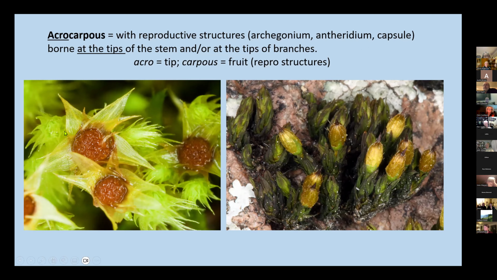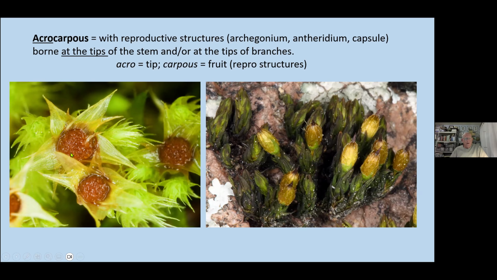So here's a stem, here's a cluster of antheridia. These are the sperm producing structures, and they're at the tip. Here's the branch here. And here's the capsule developing here at the tip of each one of these structures. So we call that plant an acrocarpus moss. And the definition has always to do with where are the reproductive structures.